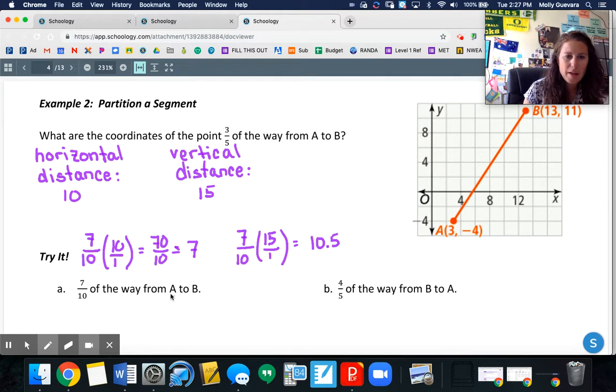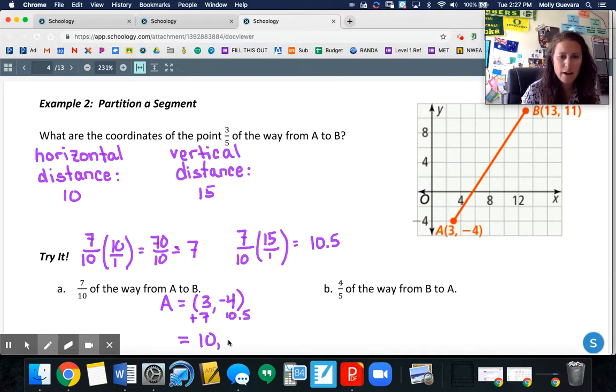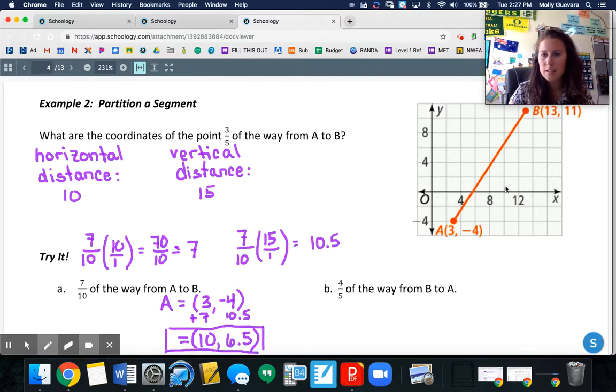Because I'm going from A to B, I'm starting with A. So A is equal to, again, 3, negative 4. And I'm going to add 7 to my 3 and 10.5 to my negative 4. So 3 plus 7 is 10. And then negative 4 plus 10.5 is 6.5. So there is my coordinate point. At 10, and then 2, 4, 6.5 right there. So that's the point we're looking at.